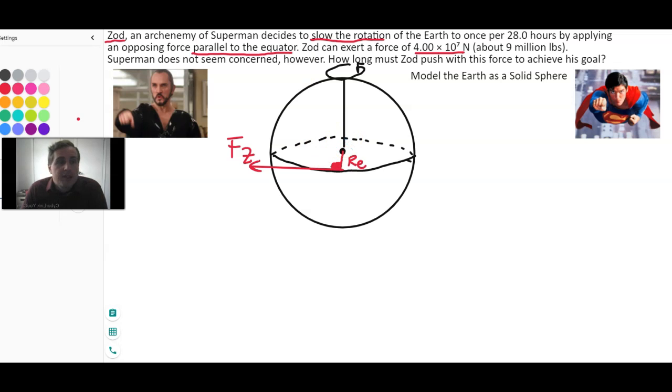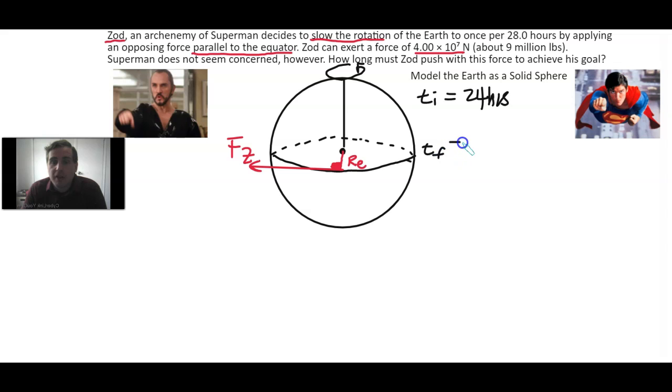Okay, let's also write down our other knowns. We know that the time it takes for the Earth to make one revolution is 24 hours. So you could say the initial time is 24 hours, and the final time that General Zod's going for is 28 hours. Now, by the way, let's assume both of these have 3 significant digits, and we might need to convert those as we go along, but let's keep going. So we know Zod's force. How long must General Zod push with this force to achieve his goal?